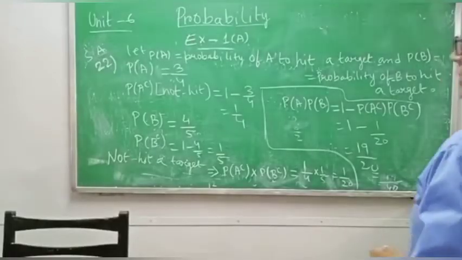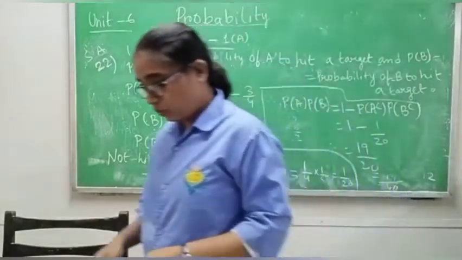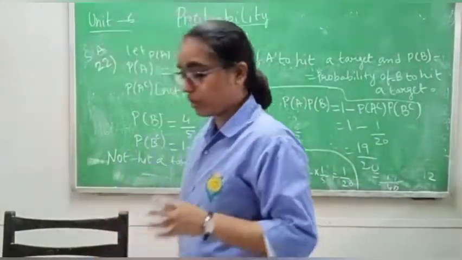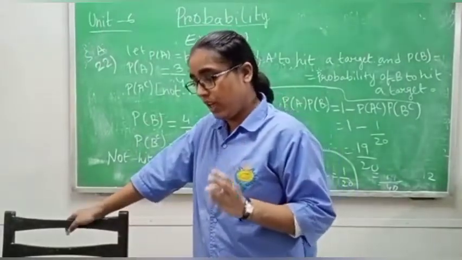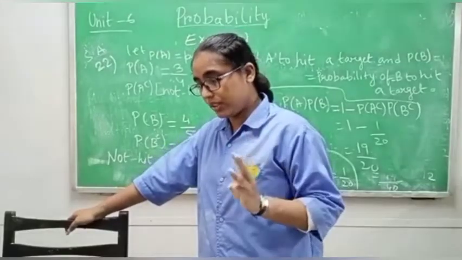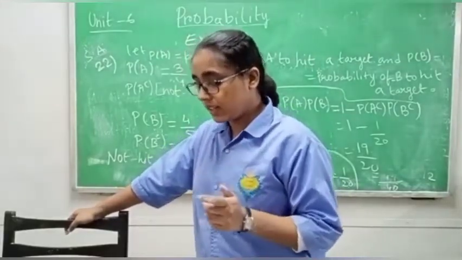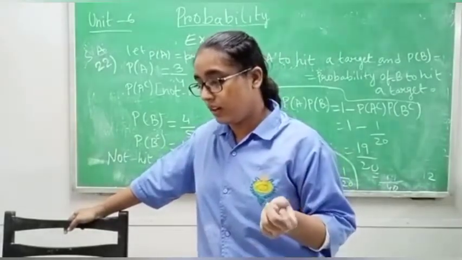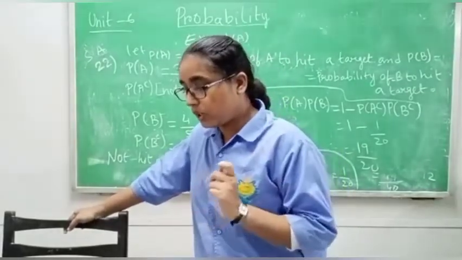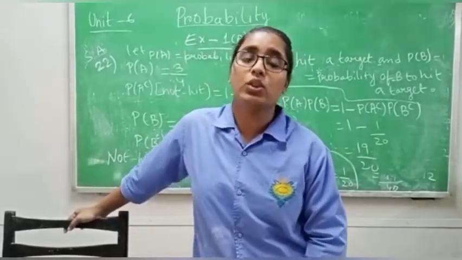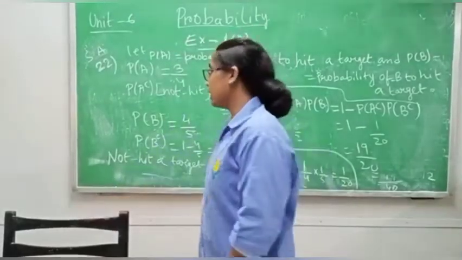Now class 12, read short answer question number 22. It is written, A can hit a target in 3 out of 4. Means total shots are 4 and A can hit a target only 3 times. B can hit the target in 4 out of 5. Total is 5 shots and B can hit the target only 4 times. What is the probability of hitting the target? Means they are asking what is the total probability of hitting a target.